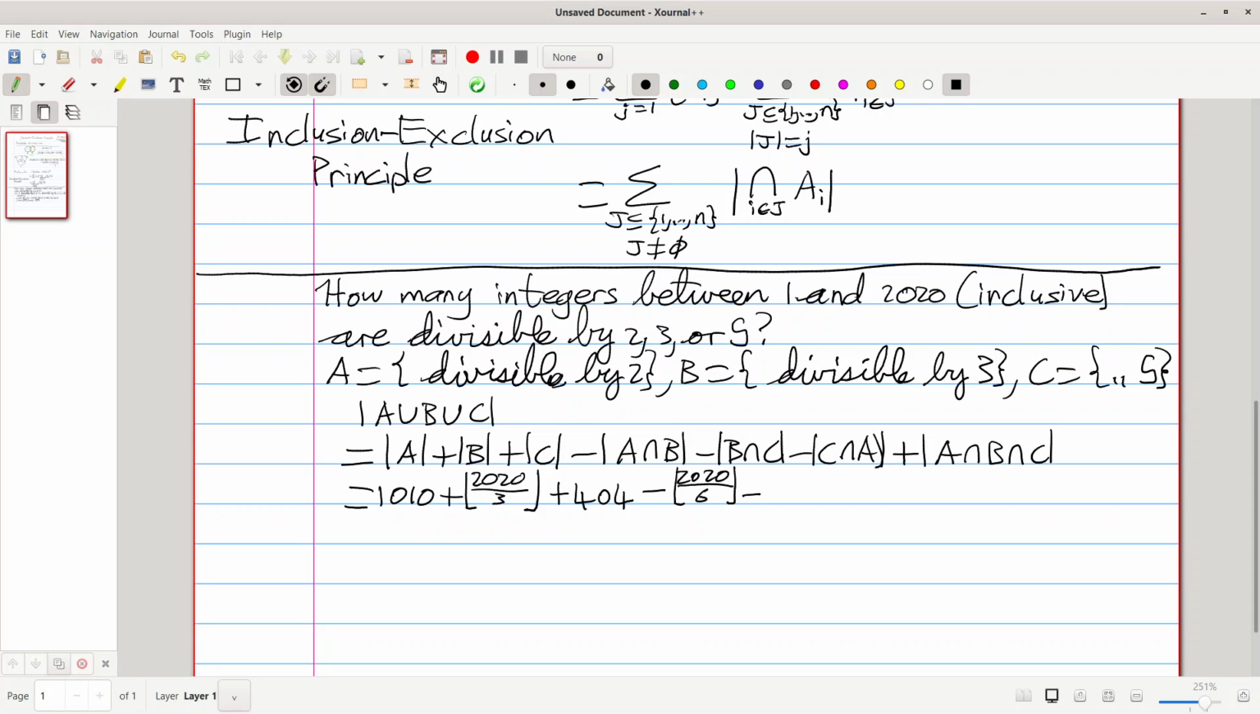Then B and C, that would be 3 and 5. Again, because they're relatively prime, that's the same as 2020 over 15 floored. And then minus 5 and 2, that just means divisible by 10. So that's 202. And then plus, how many are divisible by 2, 3, and 5? Those are all mutually relatively prime. So that just becomes 2020 over 30.